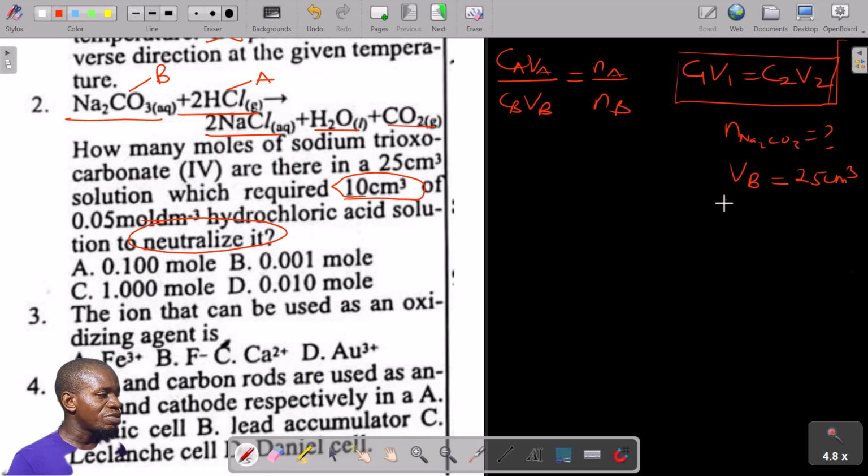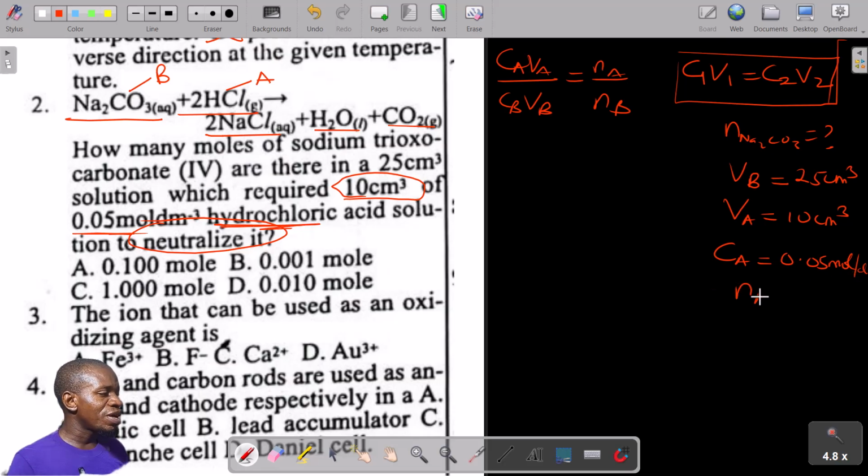So that volume that we have here is called the volume of acid, which is equal to 10 cm³. Then our Ca, this is your Ca because it involves hydrochloric acid, and I told you hydrochloric acid is your A. So our Ca is equal to 0.05 mole per dm³. I'm using this so that it can be easy for us.